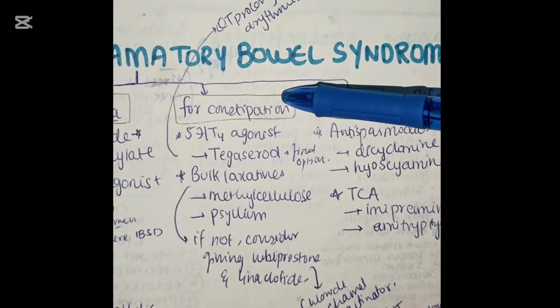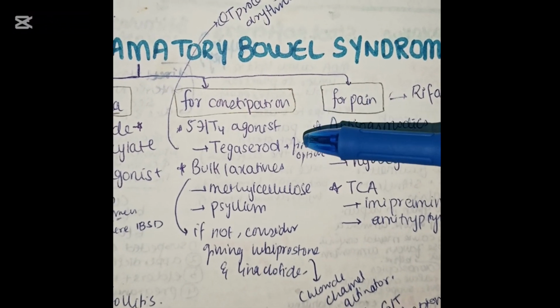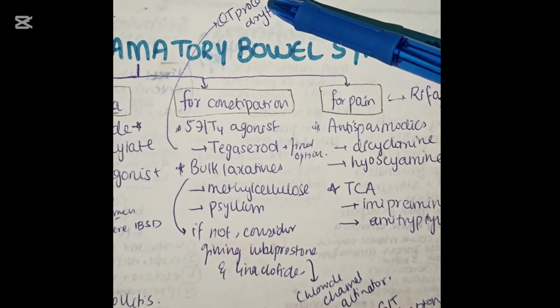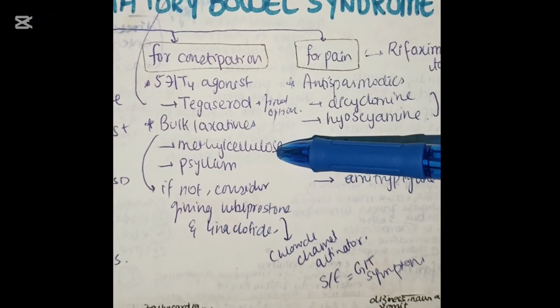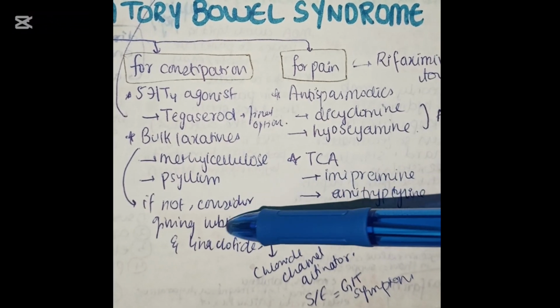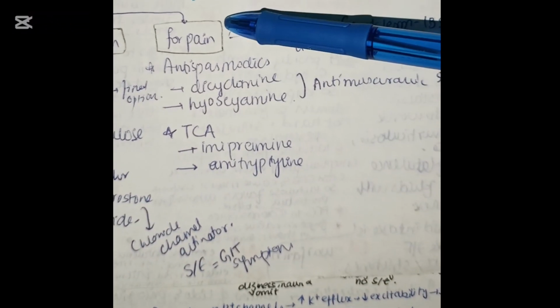For treating constipation, we have a 5-HT4 agonist that is tegaserod, but it causes QT prolongation and arrhythmia. And the second option is bulk laxatives, which include methylcellulose and psyllium. If not, consider giving lubiprostone and linaclotide, that are chloride channel activators, but their side effects include GI symptoms.